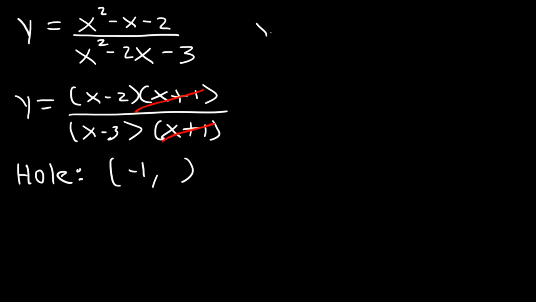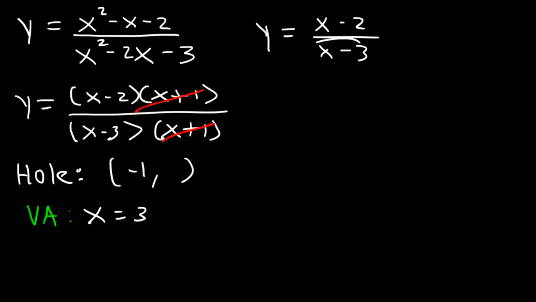Now, in the simplified equation, which is x minus 2 over x minus 3, we can see that the vertical asymptote is going to be x equals 3. And you could find it by setting x minus 3 equal to 0. If you add 3 to both sides, you'll see that x is 3.